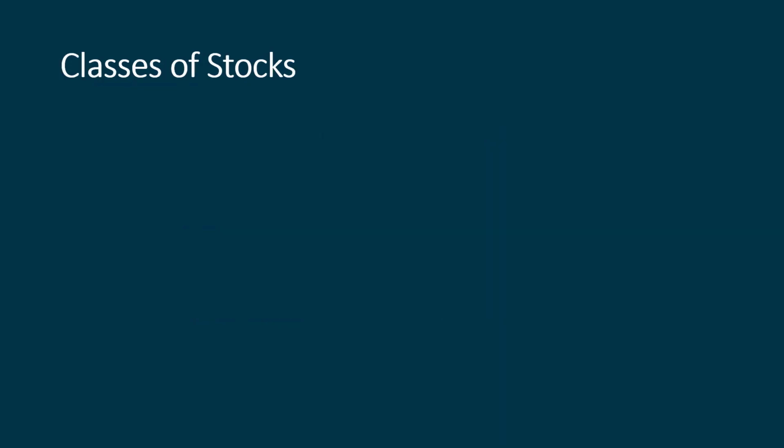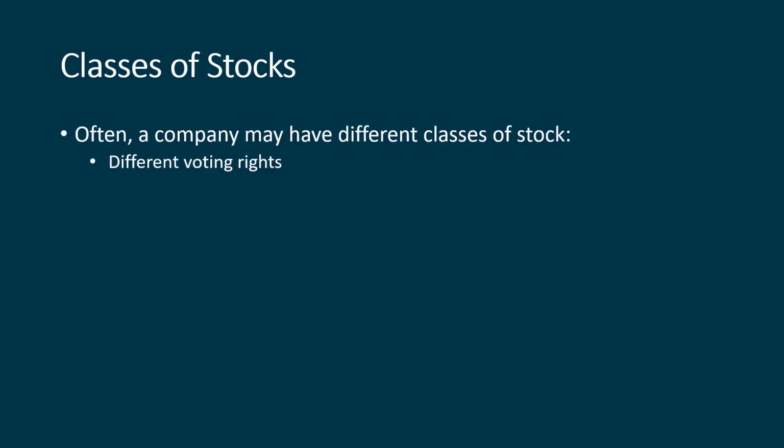There are also things called classes of stocks, and a company can come up with whatever classes it wants. These different classes may have different voting rights.